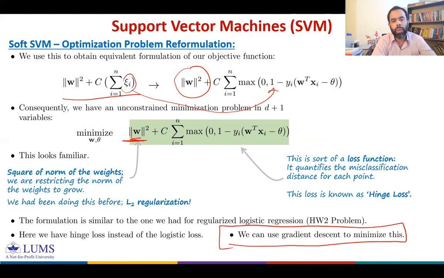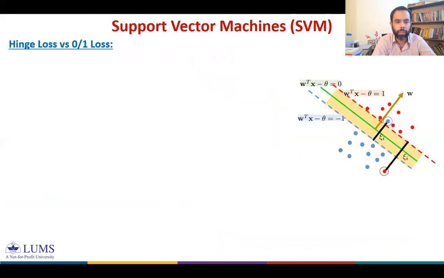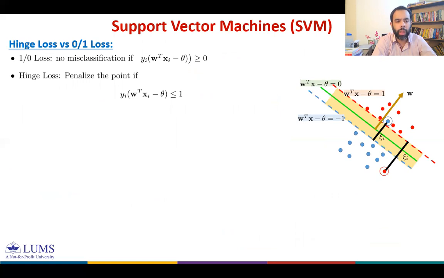So we started with the soft SVM optimization problem, which was constrained, and we have reformulated it as an unconstrained optimization problem. We can solve this using gradient descent. The original one was a QP. Before we conclude soft SVM, let's very briefly review the visualization of the hinge loss. We compare hinge loss with 0-1 loss.